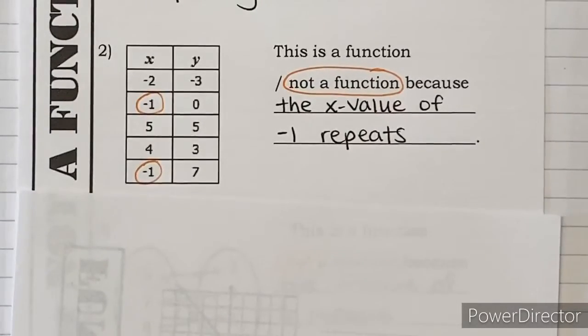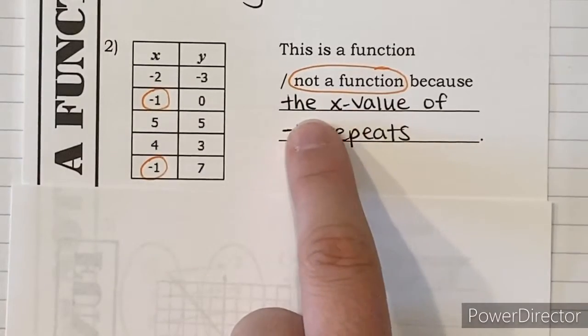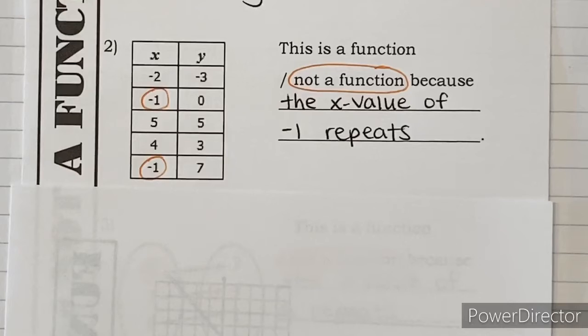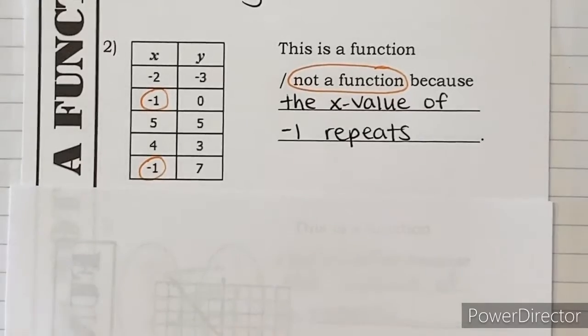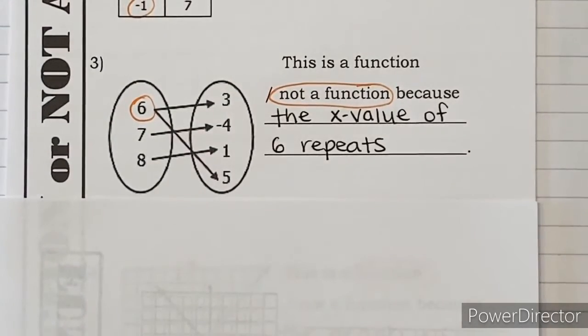The second one, number 2, is not a function because the x value of -1 repeats. So again, be very specific on why you say no, especially if you say no. You have to be very specific. Okay, number 3 is also not a function because the x value of 6 repeats.